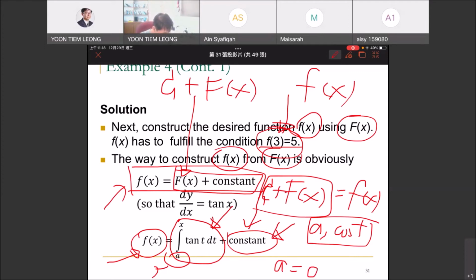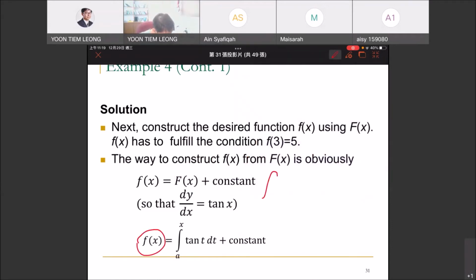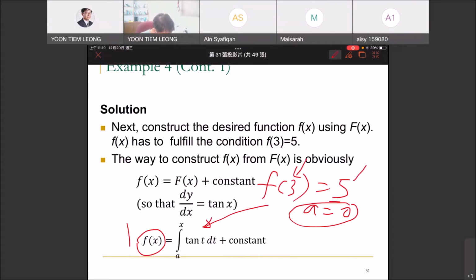Right, so you choose a to be 0, as long as it's a constant. It doesn't matter what the value of a is. So you also have to fulfill the condition that the function f at 3 is 5. So how do you do that? Just simply look at this one. Then you demand that f at 3 is equal to 5. So you just impose this so-called boundary condition into this expression by setting a equal to 0. So in that case, you slot a equals 0 and f at 3 equals 5 into these functions. You'll be able to find out what the constant is.